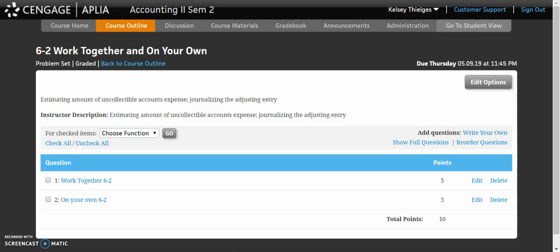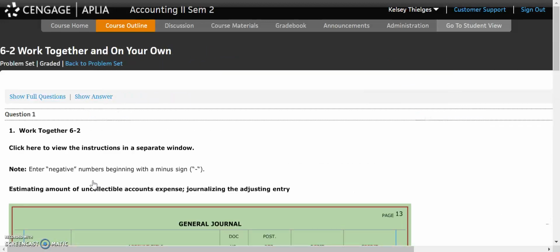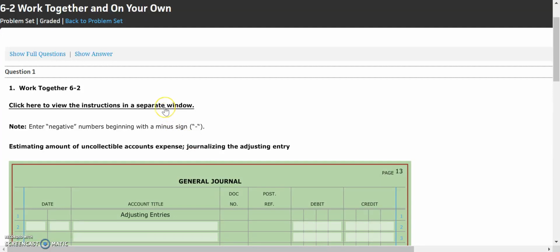All right, Accounting 2 kiddos, welcome to our Work Together 6-2, where we will be estimating our uncollectible accounts expense a few different ways, and then also journalizing a few transactions as well. So let's open up our instructions to get a look at what we need to accomplish.